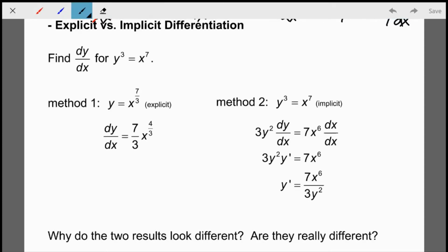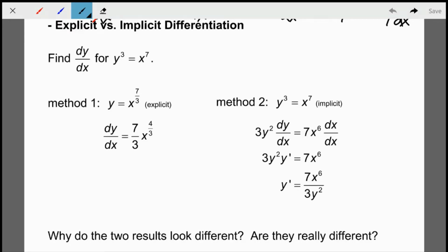Okay, so let's take a look at an example of these two methods side by side. So what I have here is an equation, y cubed is equal to x to the 7th power. The easier way to do this one would just be to isolate y. And you can see we get here y is equal to x to the 7/3 power, do the power rule, and we've got our derivative. And the nice thing about the derivative is we just have the derivative in terms of x.